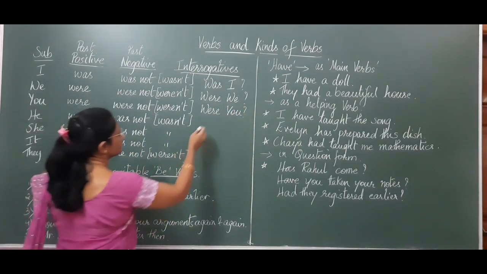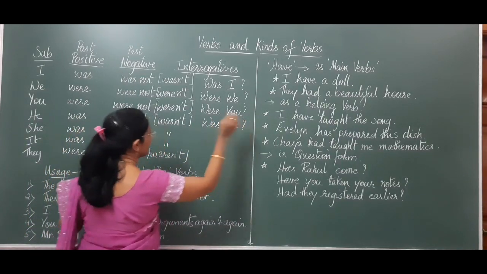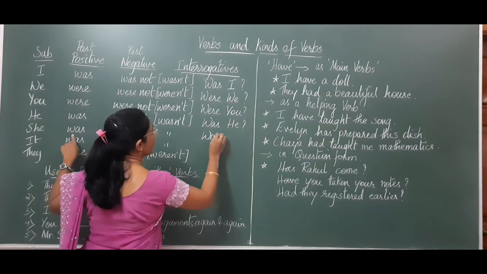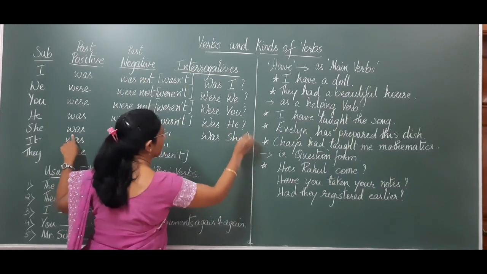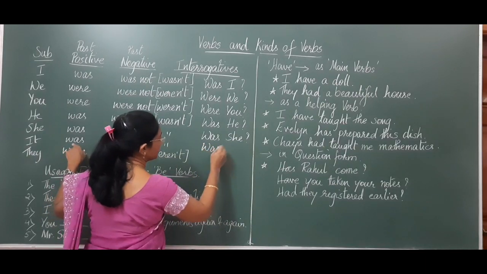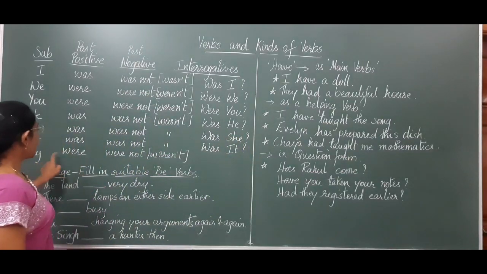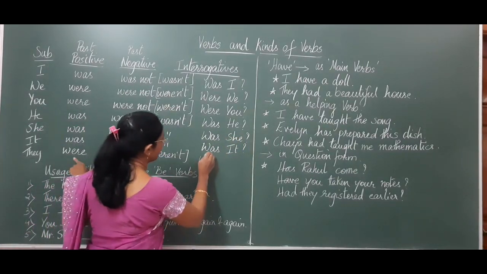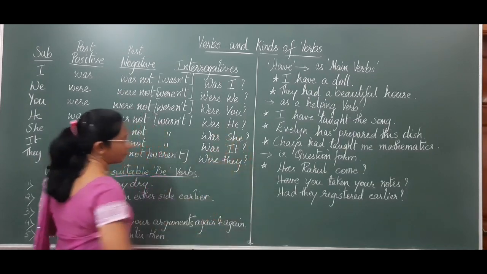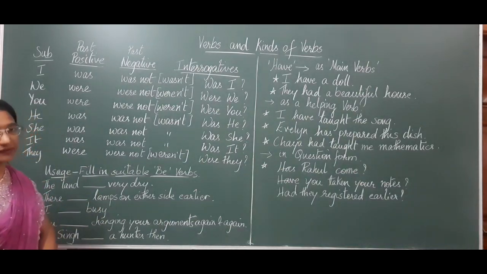He was becomes was he. She was becomes was she. It was is changed into was it. They were becomes were they. So this is all about the interrogatives with the past be verbs.